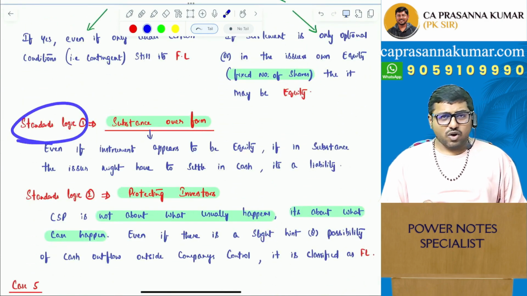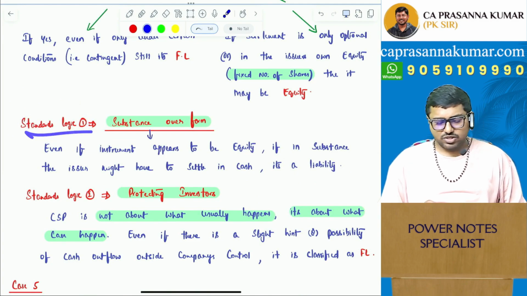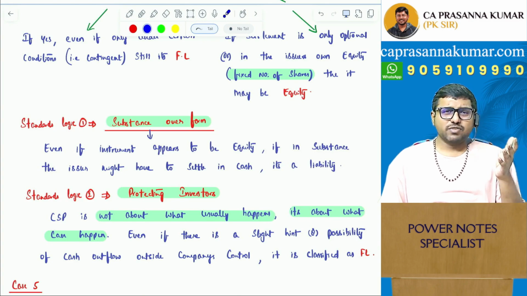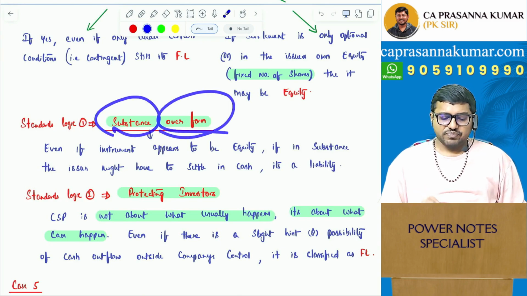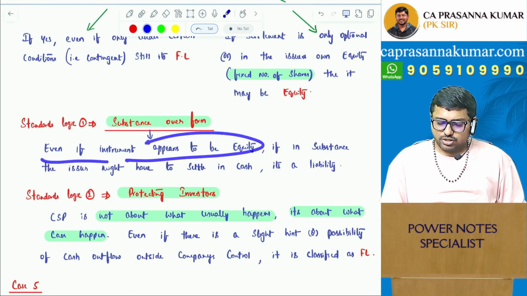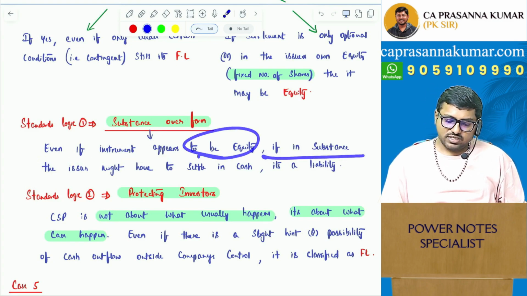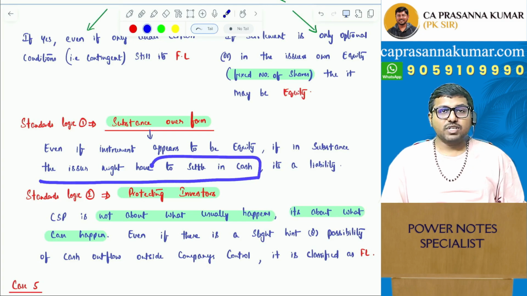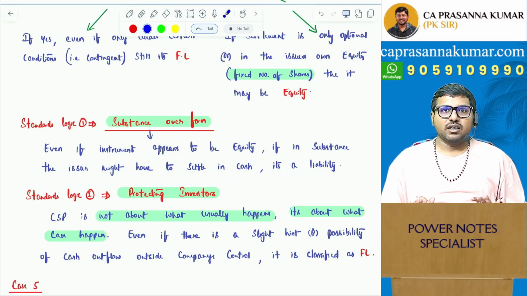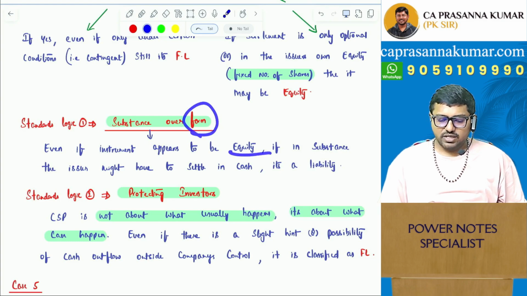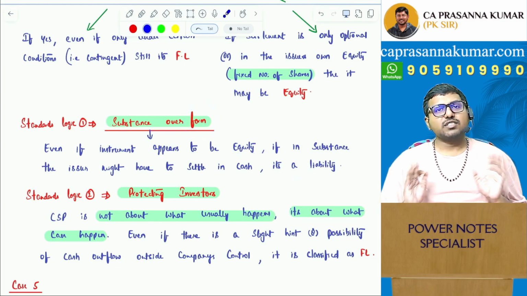Now let's look at the logics of the standard. The standard's first logic is, as with every standard for that matter, substance over form. Even if the instrument appears to be equity, in substance, if the issuer might have to settle in cash, it will finally be classified as a liability. The name will be equity only, but you will classify that as a liability. Substance over form. The form is equity, substance is liability. Finally, we'll classify that as a liability only.